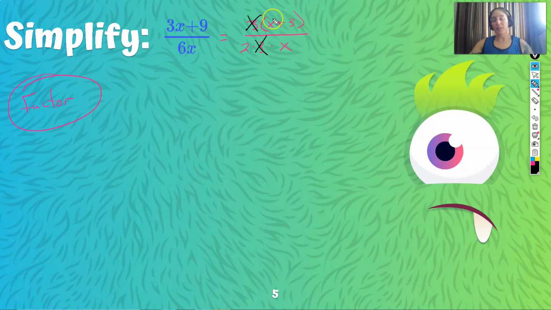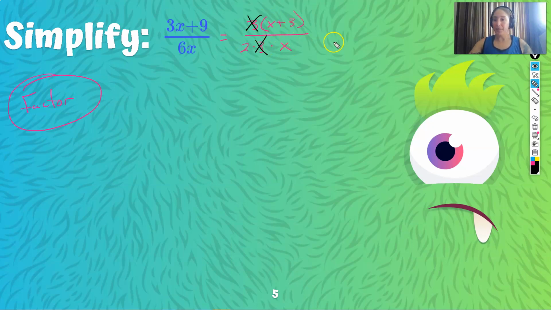So this x plus 3 can only eliminate with another x plus 3. I can't knock out an x and knock out an x because x isn't the factor in the numerator. X plus 3 is the factor. So I can only knock out whole factors, not pieces of factors.